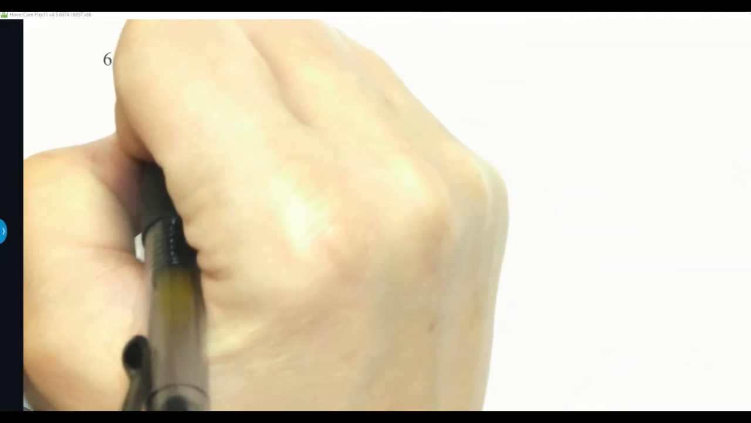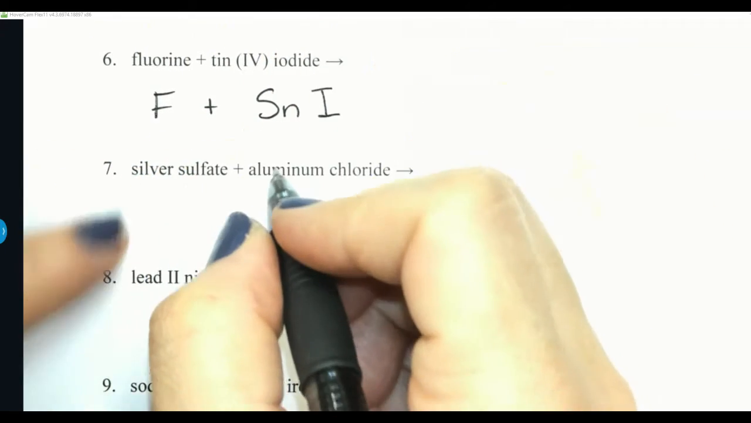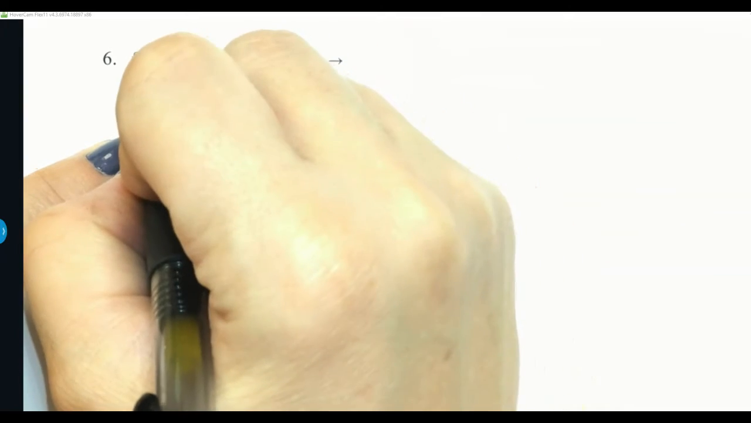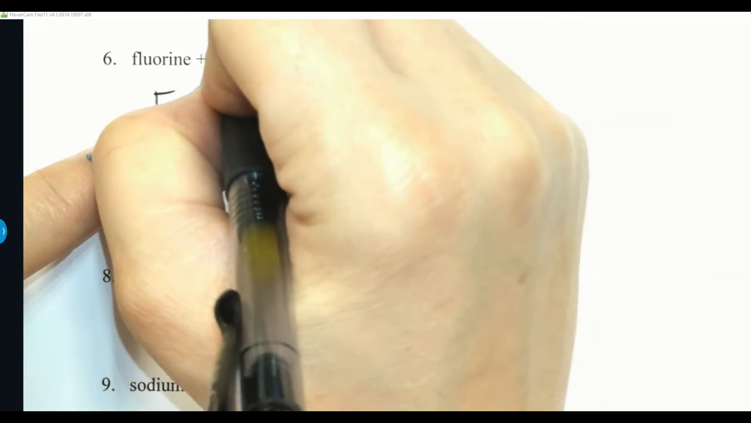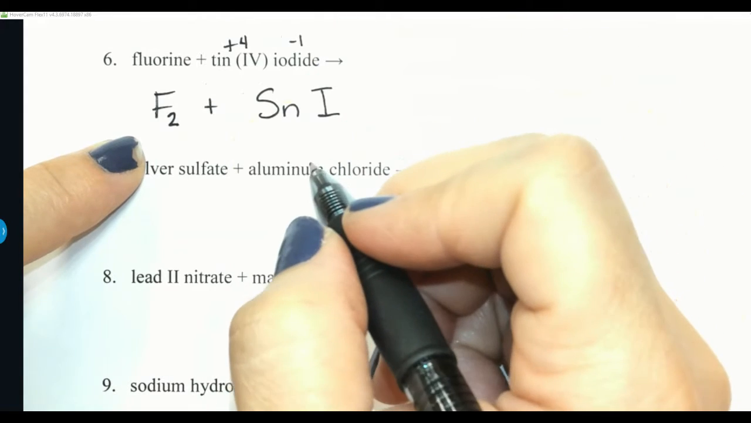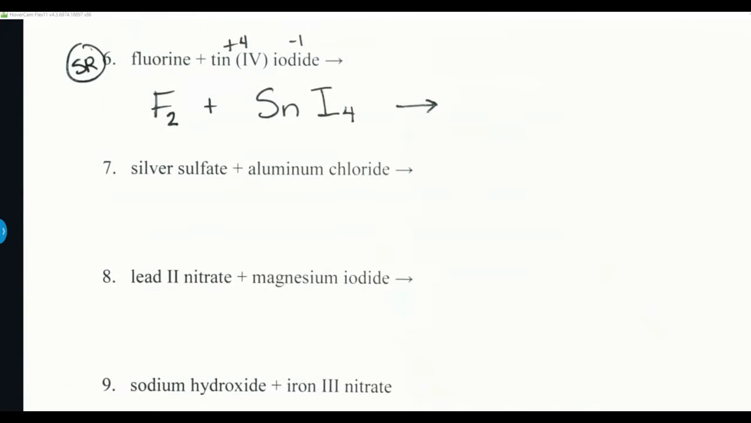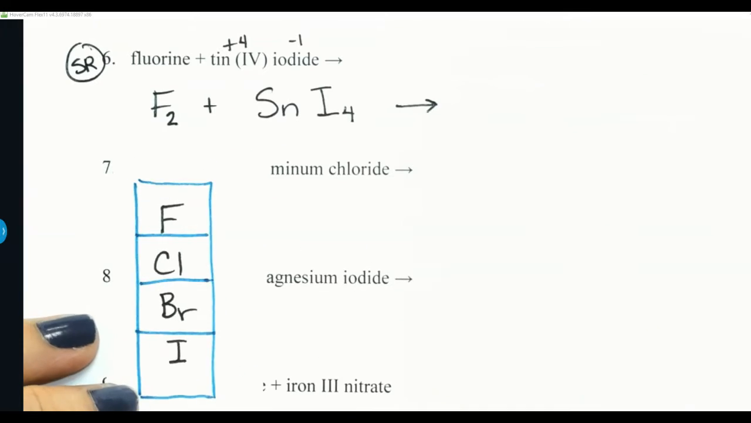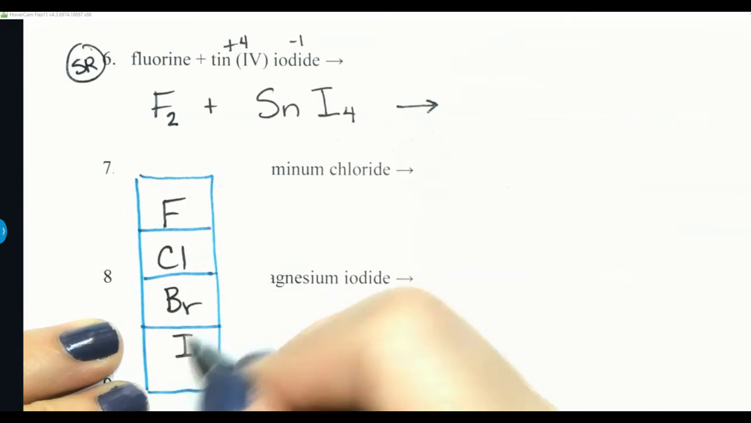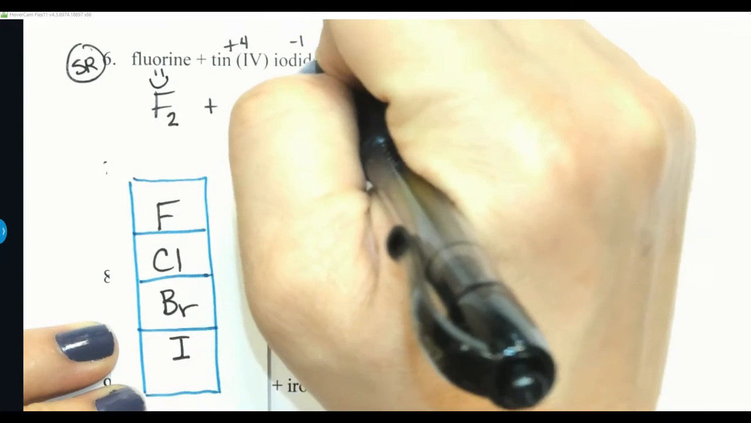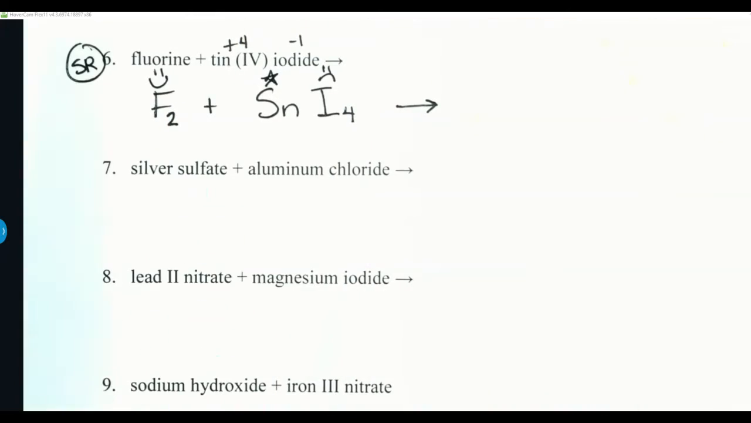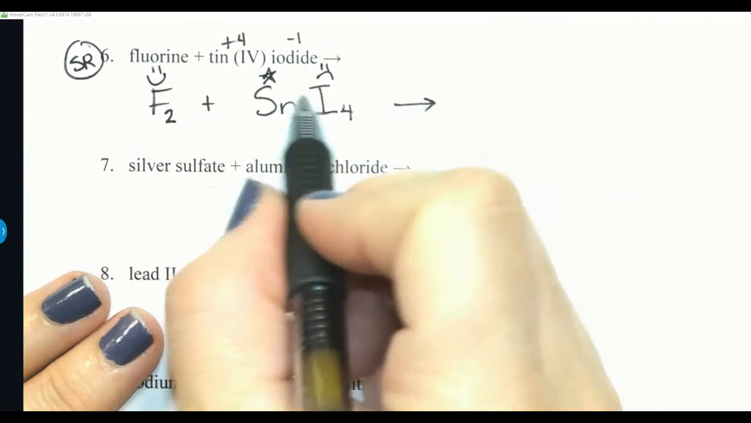We have fluorine plus tin IV iodide. Fluorine is a diatomic, so it needs a 2. Tin 4 means it has a charge of +4. Iodide is a -1. And so when we crisscross, that's going to put a 4 here. So now I need to use my activity series because this is single replacement. And so here they are. It's fluorine versus iodine. The fluorine is the smile, iodine is the frown, tin is the star. So these are going to switch.